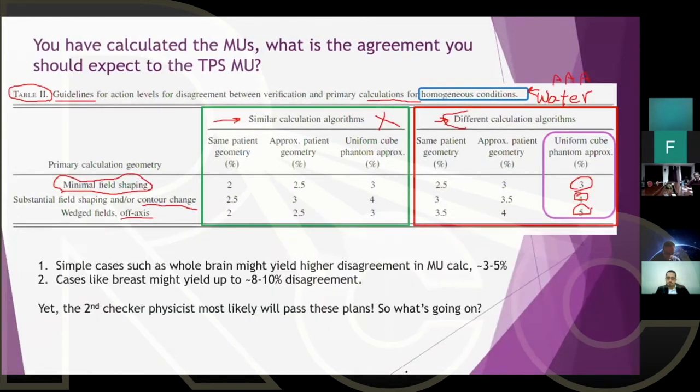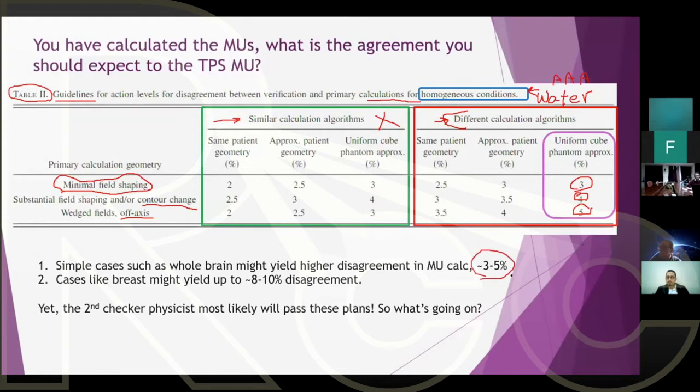What should we do in this case? Now I have heterogeneity calculation. I'm treating whole brain, for example. So let's take the example of whole brain. I'm treating whole brain. I have minimal blocks, only on the oral cavity. I'm only blocking the oral cavity. Everything else is open. Most of the brain is water, right? And then I'm using heterogeneity calculation on the planning system, and then I come and do my MU check. And I can see that I have higher disagreement.